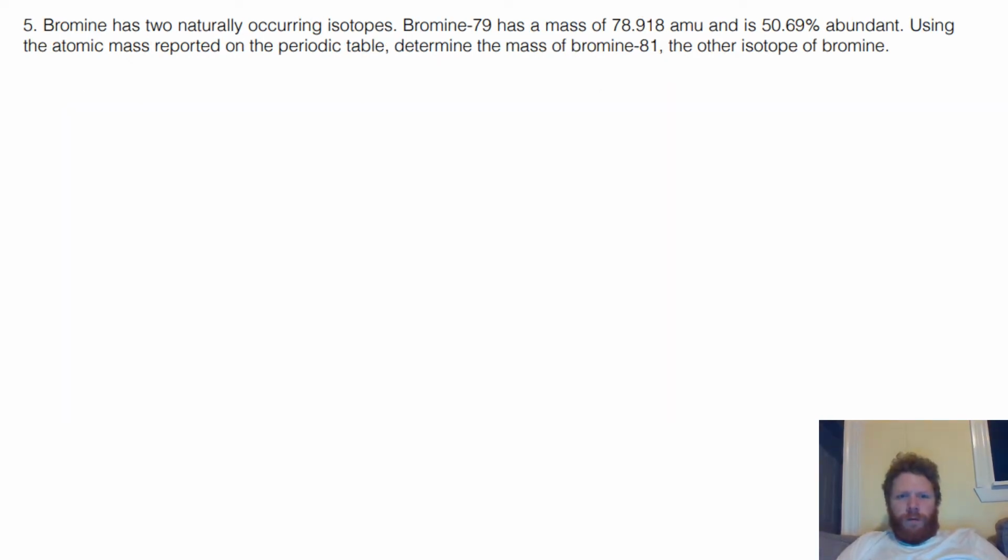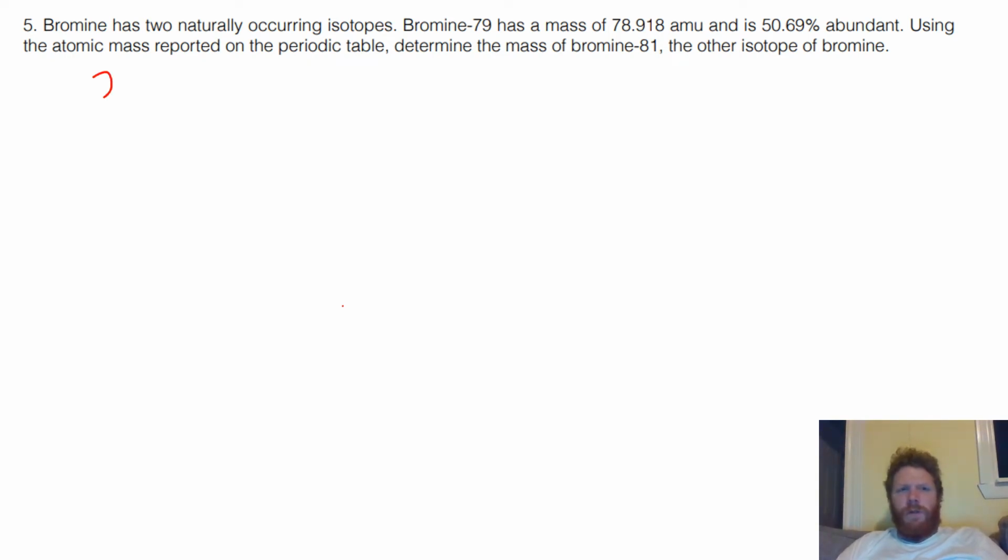Bromine has two naturally occurring isotopes. Those isotopes are bromine 79, 78.918 is my mass of that, and is 50.69% abundant. Using the atomic mass reported on the periodic table, determine the mass of bromine 81, the other isotope of bromine.